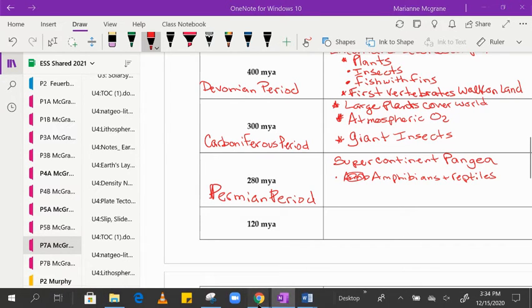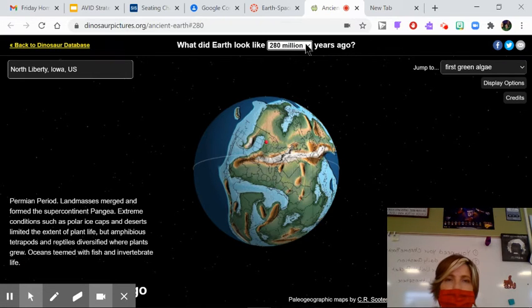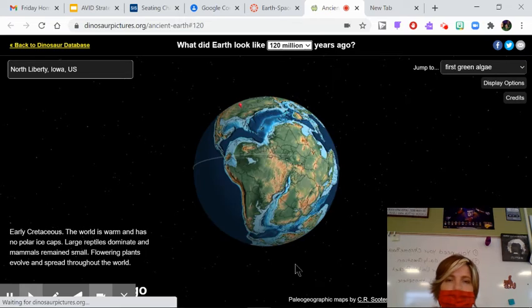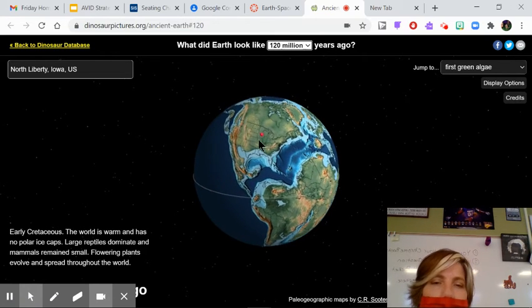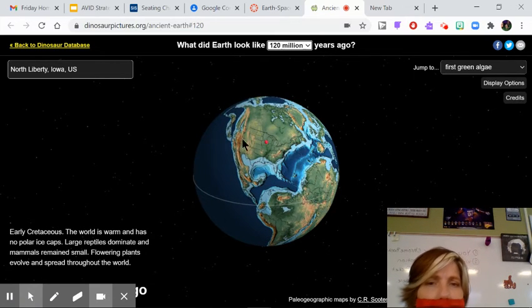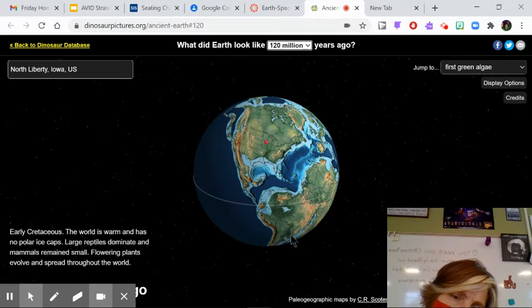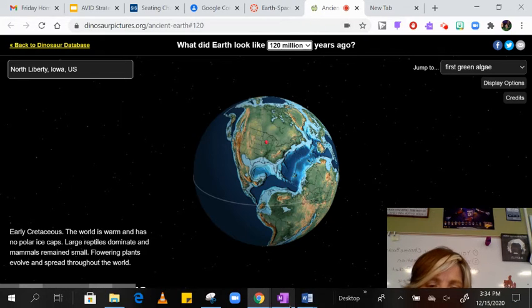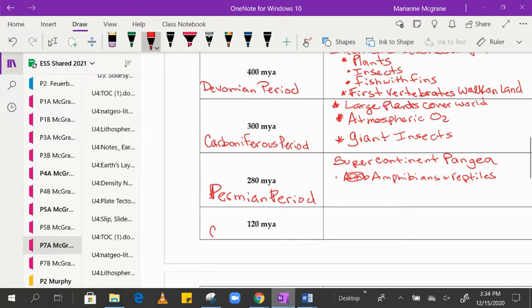Let's go 120 million years ago. We're really jumping through now. Ooh, now we are far away from the equator again. Now it's starting to look very familiar to me. This is a planet that I can recognize, except it looks like Africa and South America are together. This is the Cretaceous period where the world is warm and we have no ice caps. So, Cretaceous.